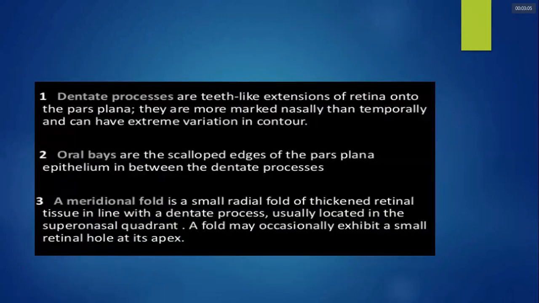So dentate processes are teeth-like extensions of retina onto the pars plana. They are more marked nasally than temporally and can be extreme variation in contour. Oral bays are the scalloped edges of the pars plana epithelium in between the dentate processes. A meridional fold is a small radial fold of thickened retinal tissue in line with the dentate processes, usually located in the superior nasal quadrant, and the fold may occasionally exhibit a small retinal hole in its apex.